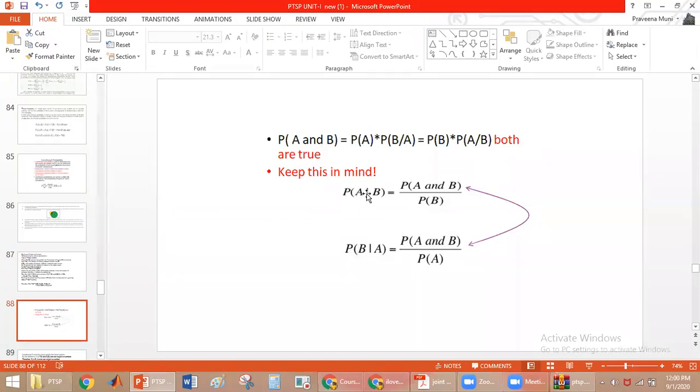And what is probability of A given B? Last class we have discussed here. It is A given B, so this B will be in the denominator. For B given A, A will be in the denominator. So probability of A given B is probability of A and B divided by probability of B. Probability of B given A will be equal to probability of A and B by probability of A.